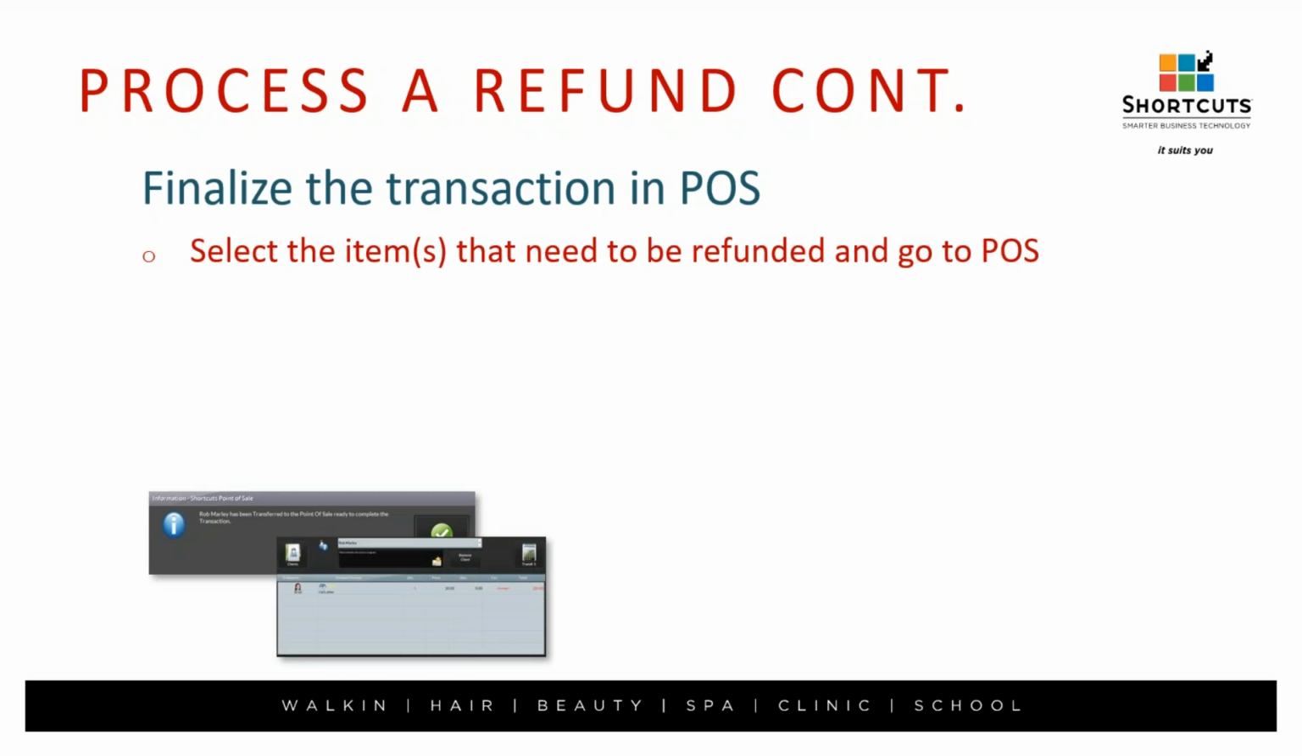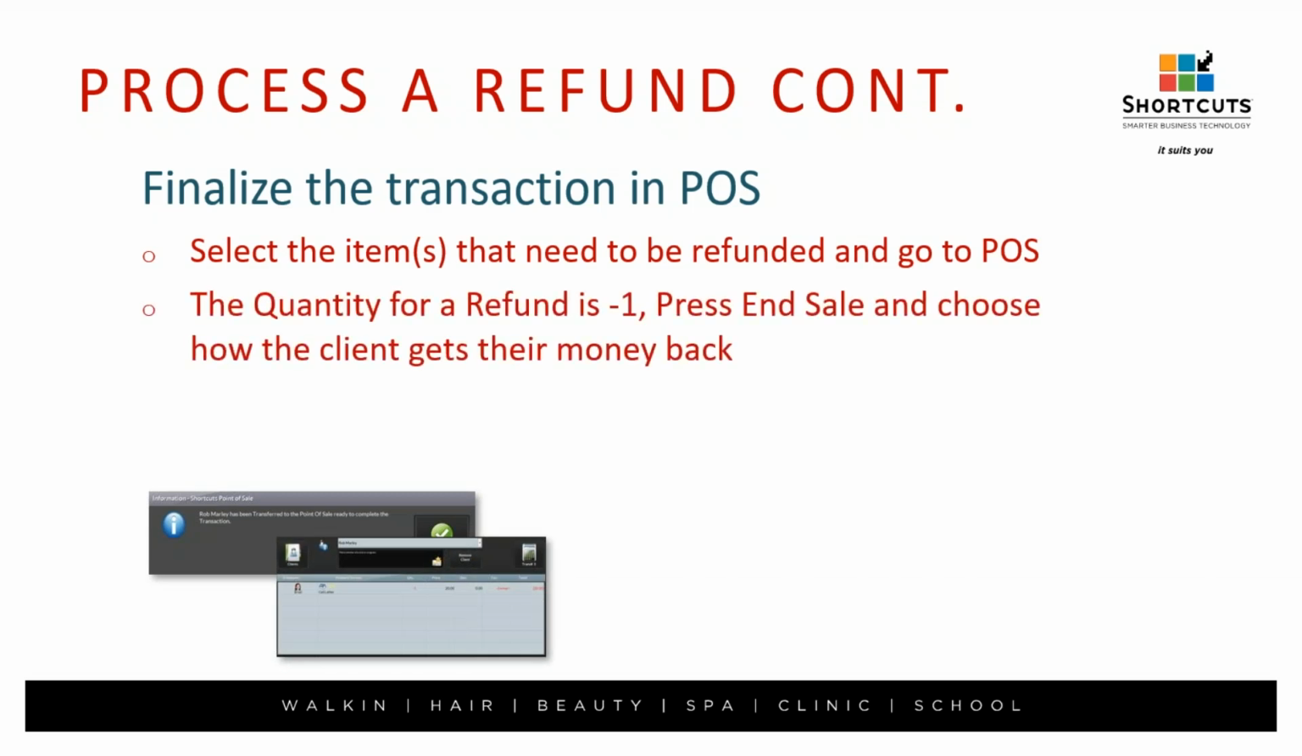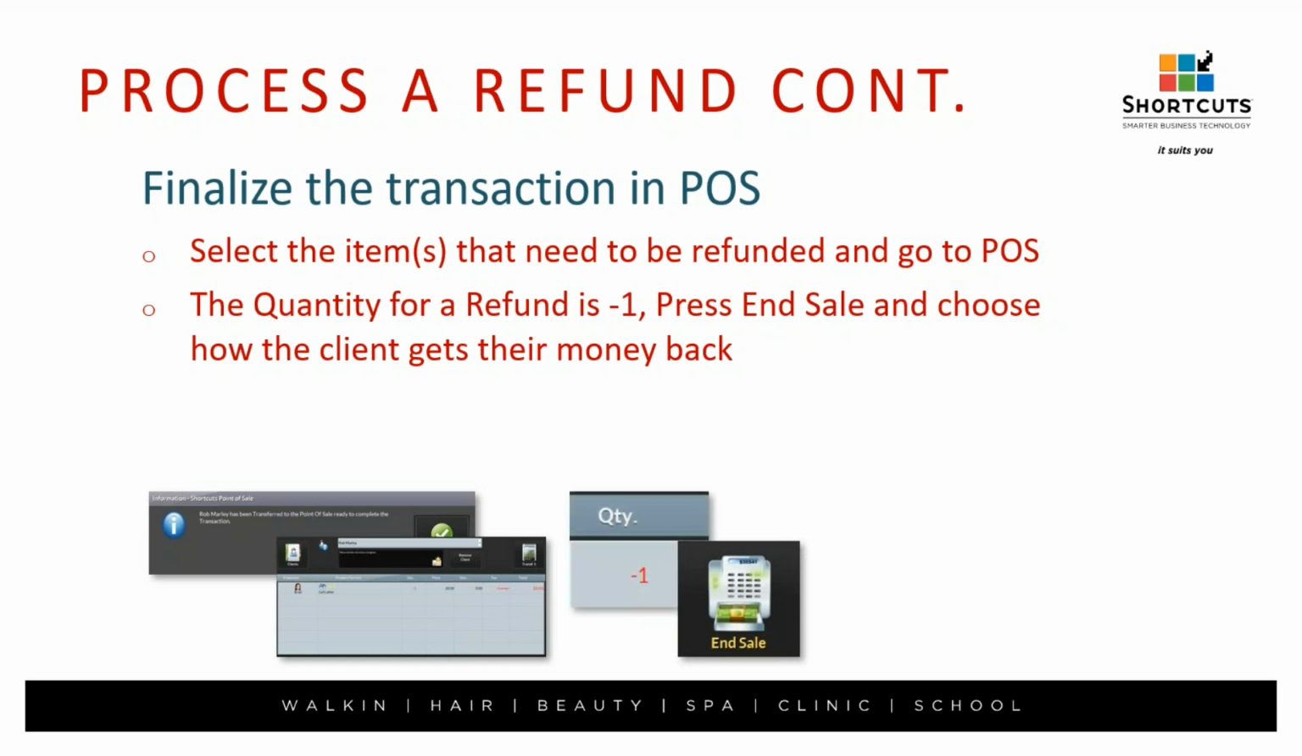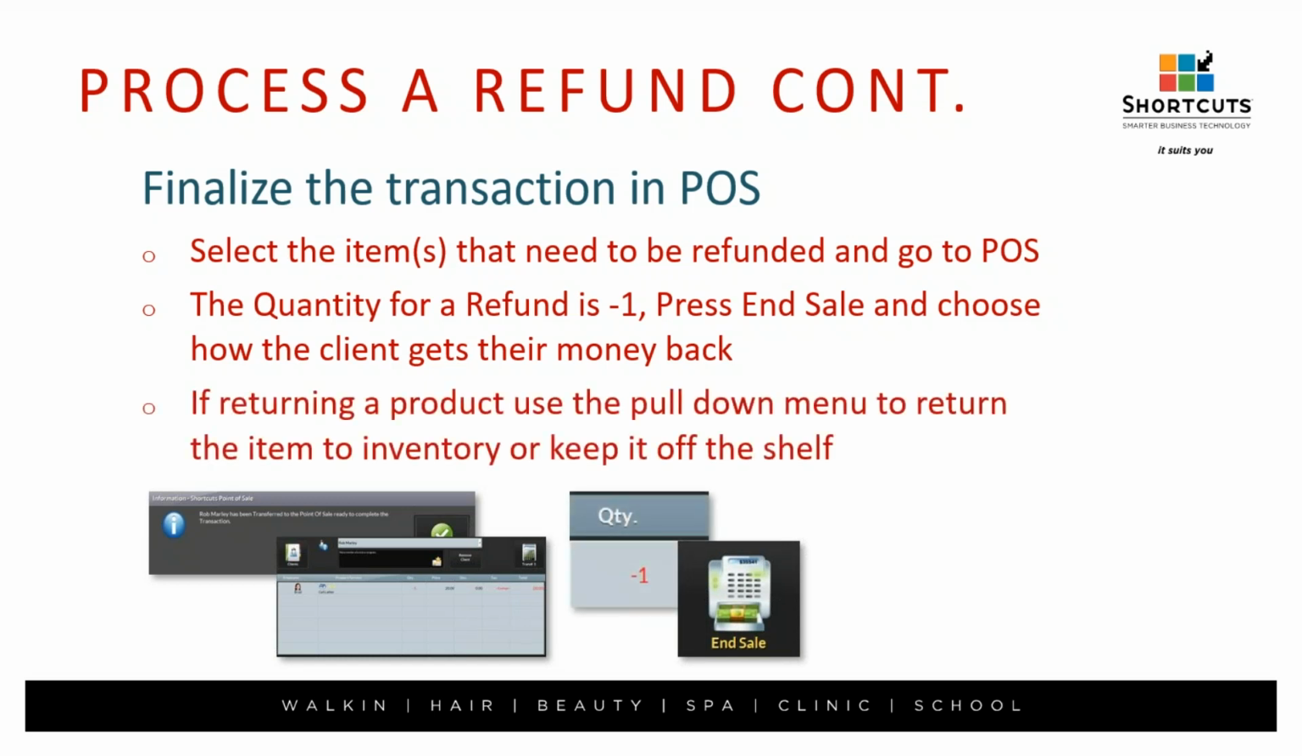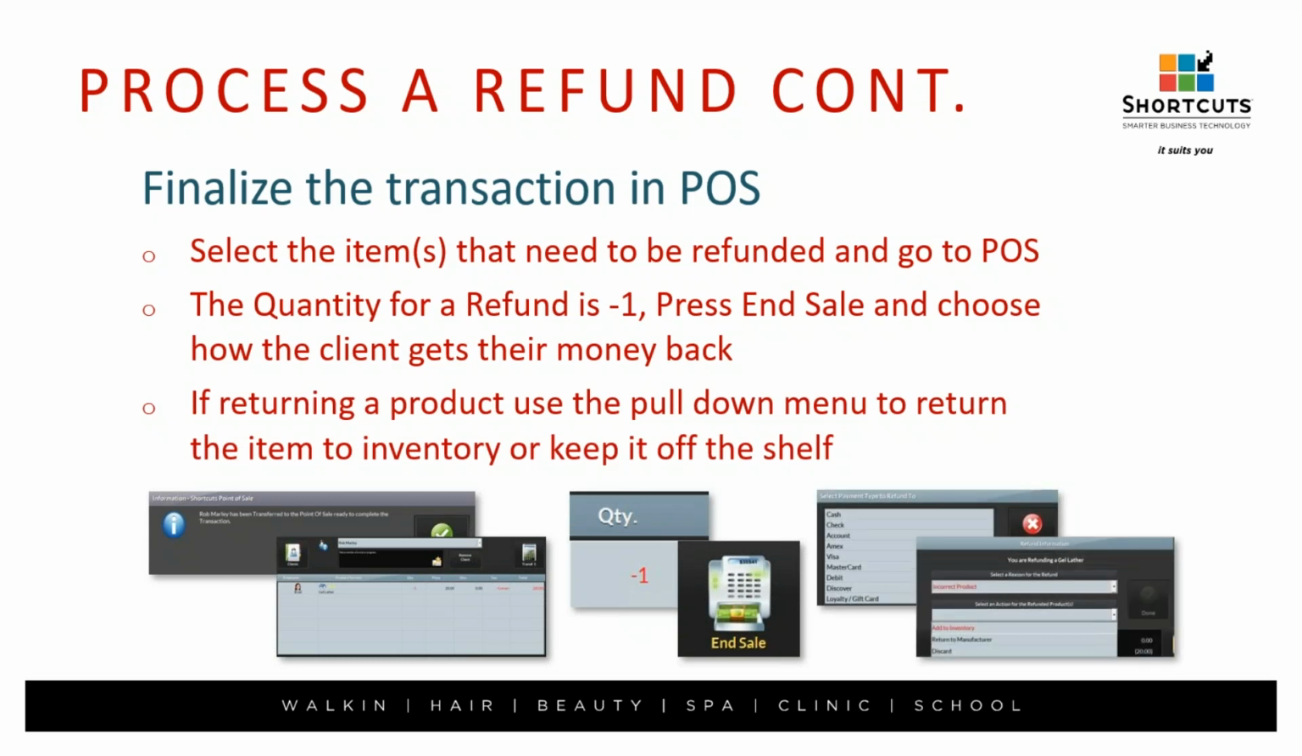So it'll actually have the item and it'll put -1. It recognizes this is a refund. When you press end sale, Shortcuts will ask you, how does the customer get their money back? Are you going to put it back on their credit card? Are you going to give them cash back or put the money on account? The second thing it wants to know is, what are you going to do with this product?